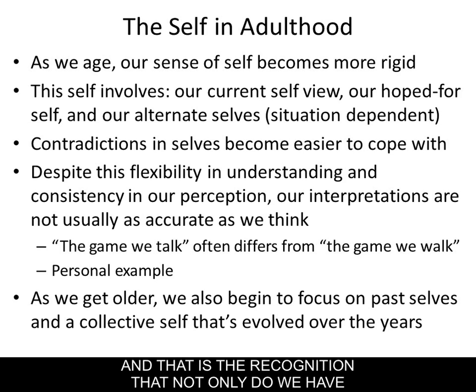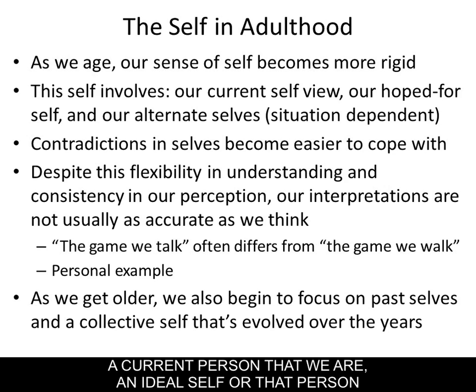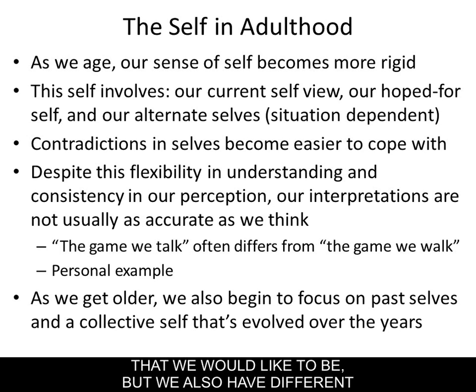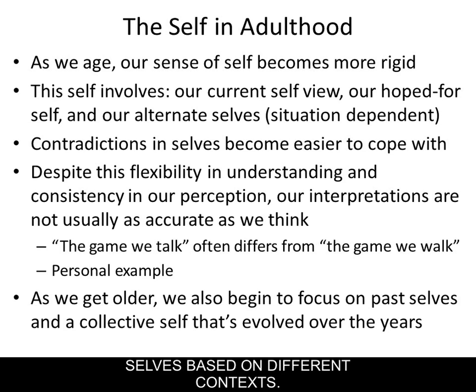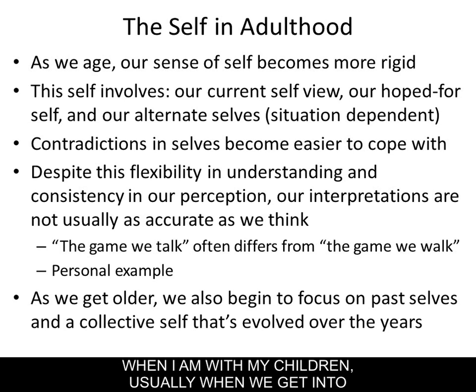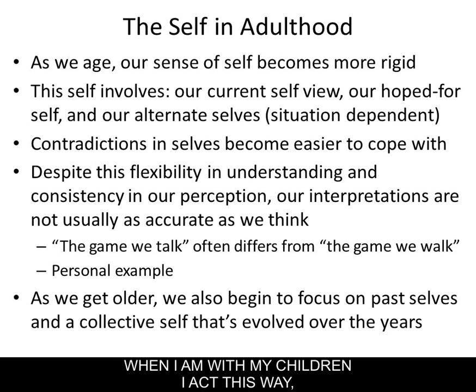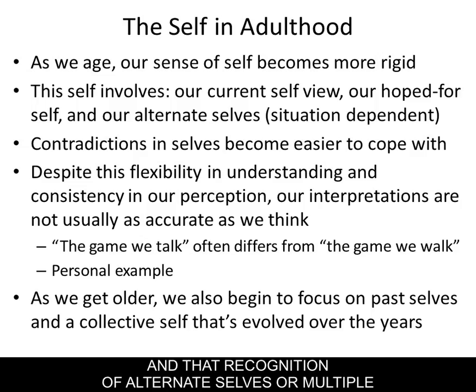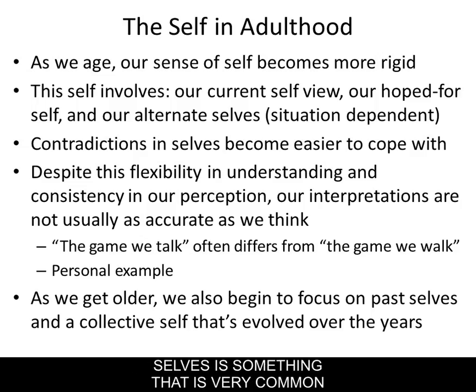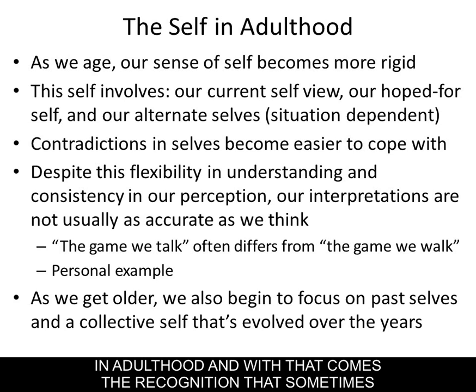One of the things we see is an emergence of something called alternative selves. And that's the recognition that not only do we have a current person that we are, an ideal self, or that person we'd like to be, but we also have different selves based on different contexts. So when I'm with my friends, I act this way. When I'm with my family, I act this way. When I'm with my children, usually when we get into adulthood, we have children, I act this way. And that recognition of alternate selves, or multiple selves, is something that's very common in adulthood.